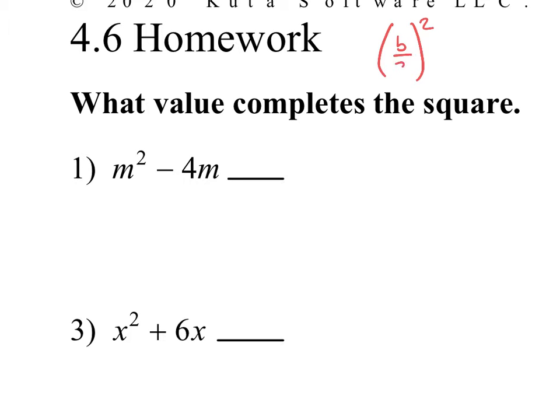B over 2 squared. And that b comes from our middle number. So here we have -4 over 2 squared. What is -4 over 2? How can we simplify that? -2 squared. And what's -2 squared? -2 times -2. 4. So 4 completes the square.